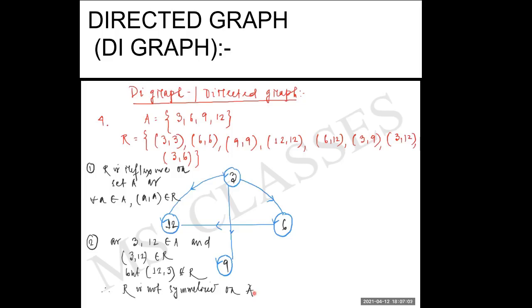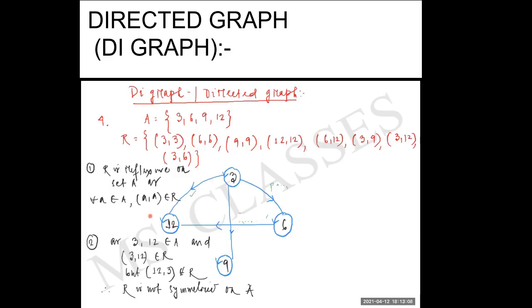Here it was reflexive on A, but not symmetric on A. Why? Because it is a unidirectional arrow, not a bidirectional arrow. When would it be bidirectional? If you have (3, 12), you would have (12, 3) also. Then you can say it is symmetric. Transitive property: (3, 6) is present, (6, 12) is present, (3, 12) is present. If you observe, the triangle law of addition of vectors is satisfied, then it is transitive.